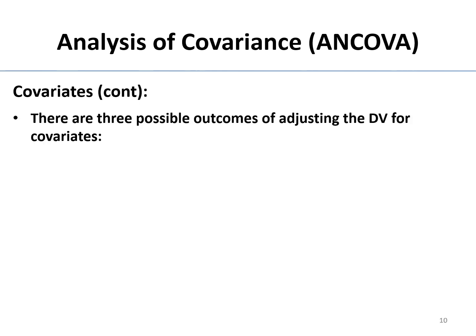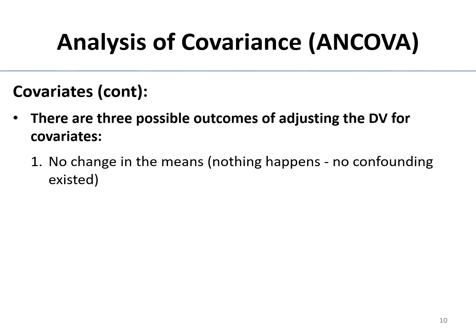Continuing with covariates, there are three possible outcomes that can result if you adjust your dependent variable for covariates in ANCOVA. The first is nothing. You adjust for things, you throw that variable in as a covariate, and nothing really happens. The means don't really change that much. You can still reduce the error, which is not a bad thing, but you don't really see much change in the means.